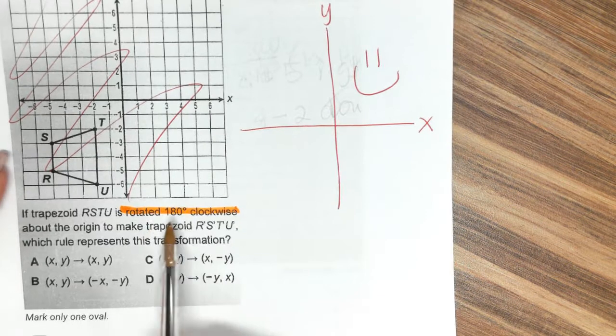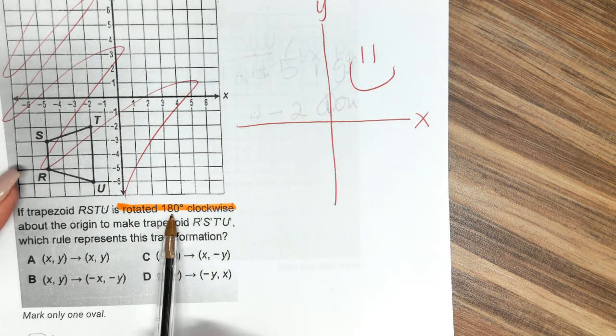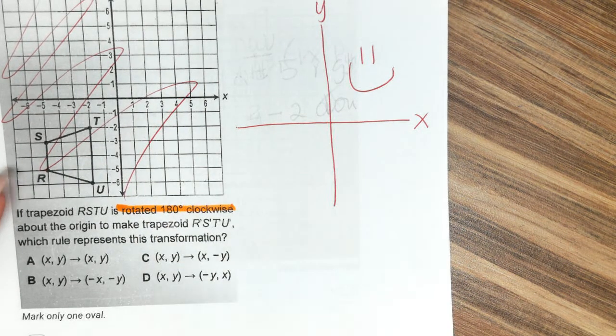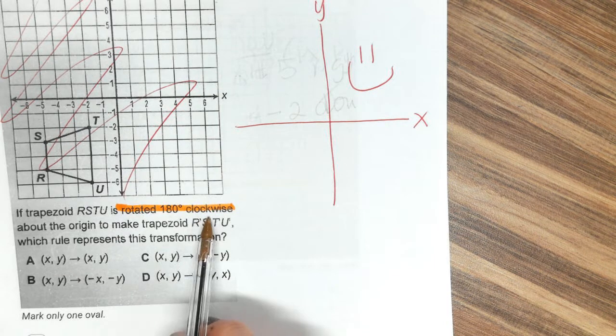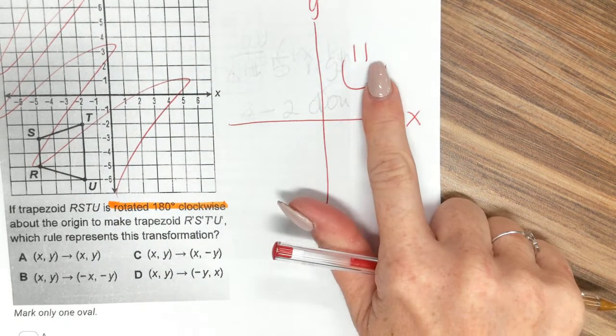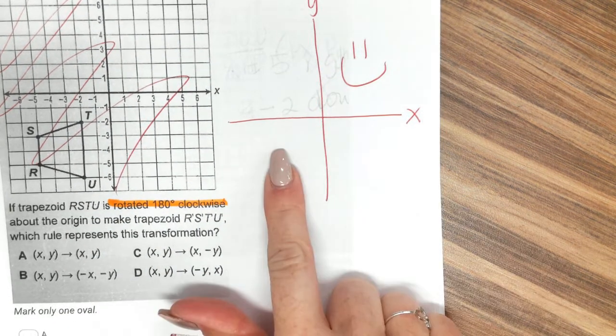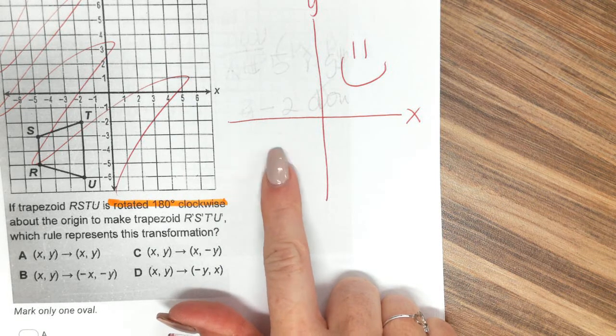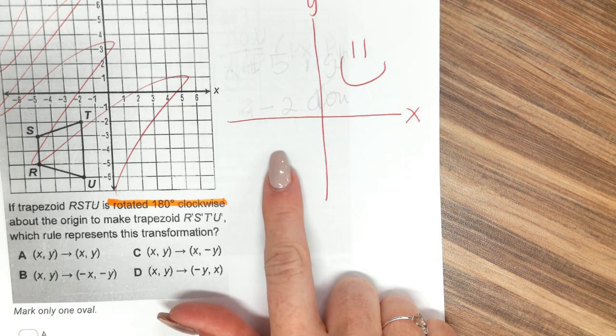How many spots is 180? 2. It goes 90, and then 90 plus 90 is 180. Okay, so 2 spots. 2 spots clockwise. So everybody go 2 spots. 1, 2. So I'm going to move my paper until my happy face is in the bottom left.